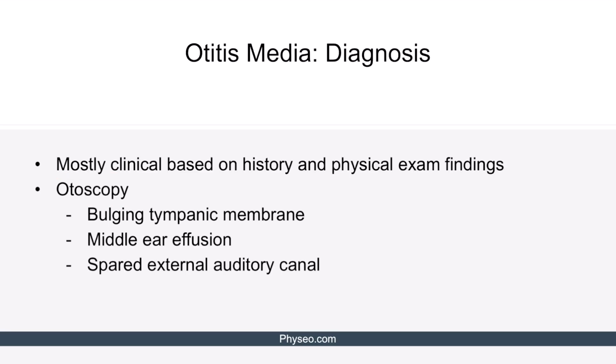The diagnosis of acute otitis media is mostly clinical, based on the patient's history and physical exam findings. Otoscopy typically shows a bulging tympanic membrane due to middle ear effusion behind the membrane. Importantly, the external auditory canal is spared. In other words, there is no erythema or swelling of the external auditory canal in patients with otitis media. This is in contrast to otitis externa, which is characterized by a swollen and erythematous external auditory canal.